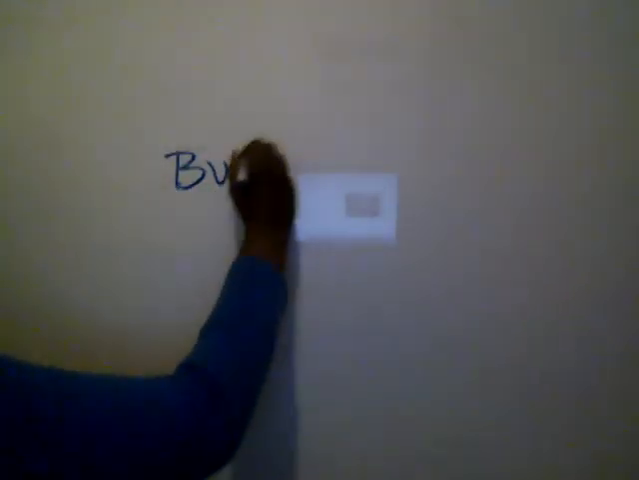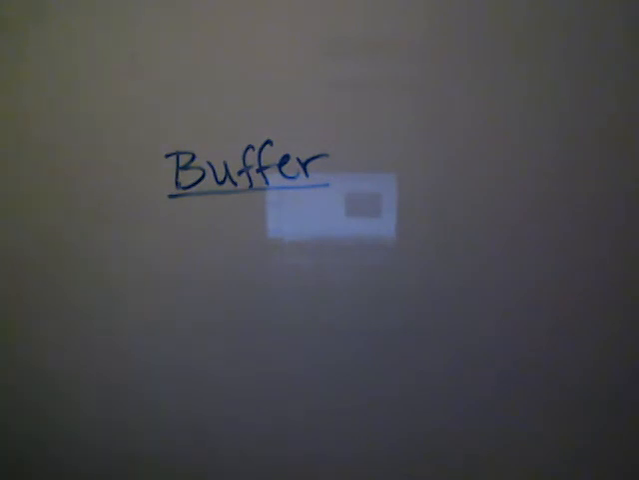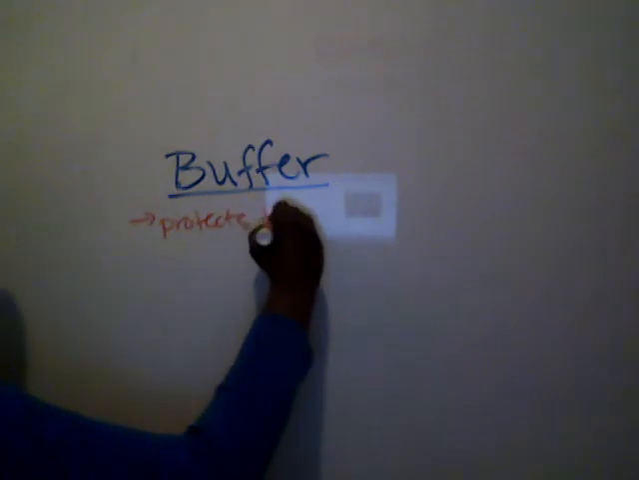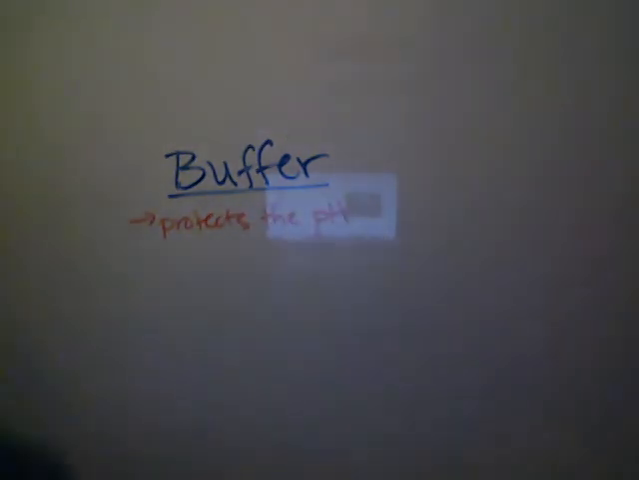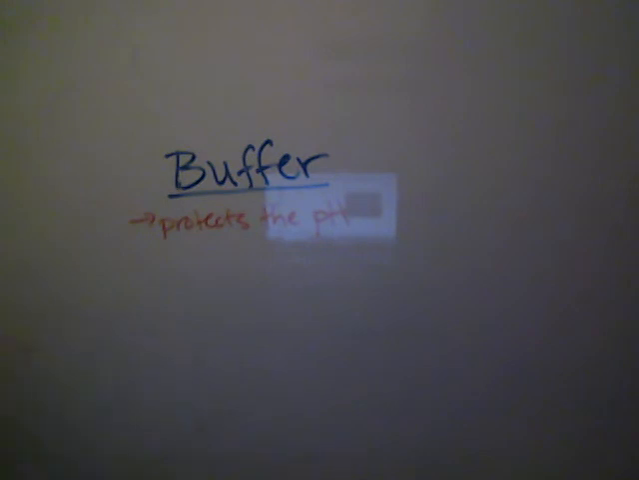The last thing that will probably be on your test are buffers. Now there aren't really any calculations related to buffers, but you should know what a buffer is. So a buffer basically protects the pH. So if you think about when someone may buff the floors or buff their car, they're putting a layer of wax there to protect the car or the floor. A buffer can protect pH.